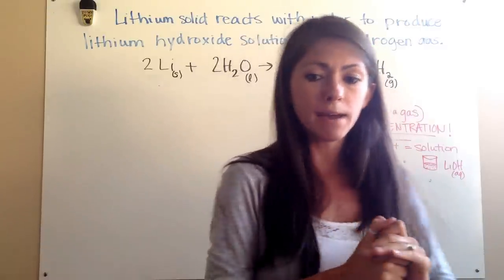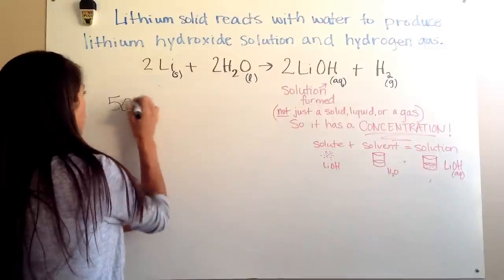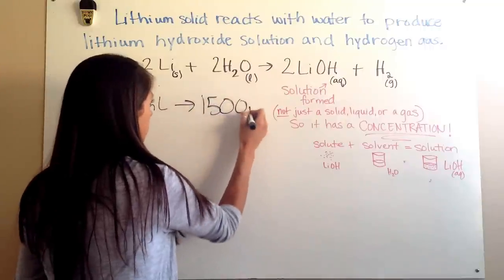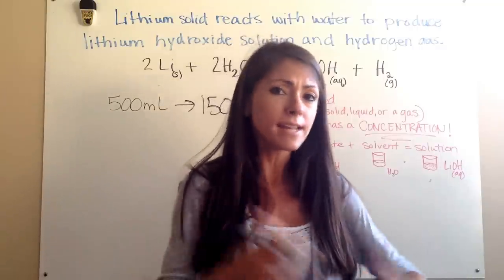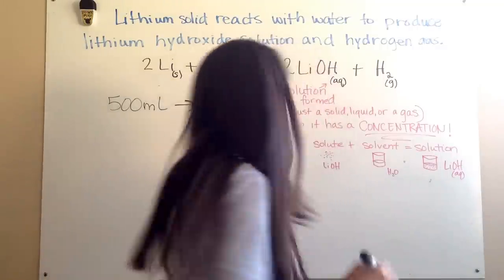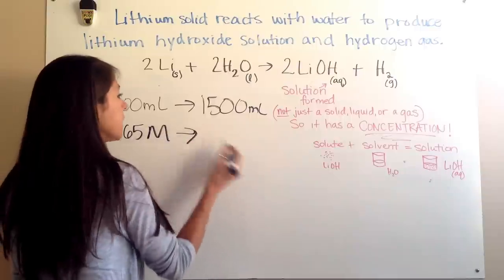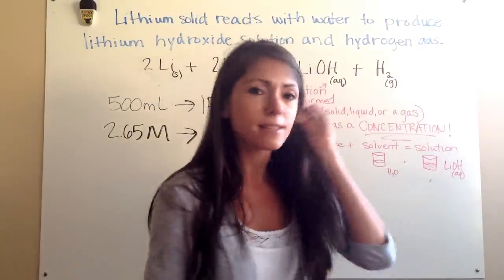So what happens if I had the 500 milliliter solution and I upped it to 1500 milliliters, okay? So I upped it by 1000 milliliters. And let's say I don't add any more solute. So that means the concentration is still 2.65 molars. Can you tell me what is the new concentration? How would we set this up?